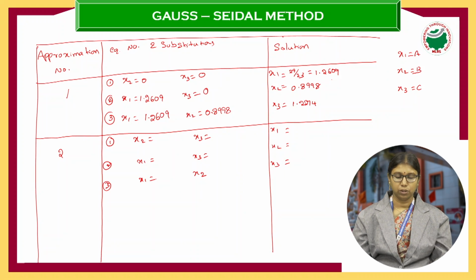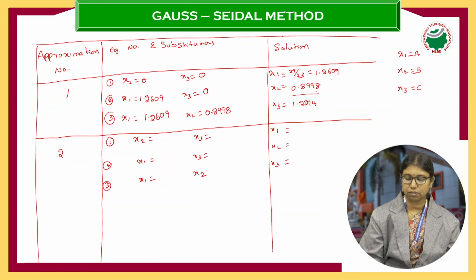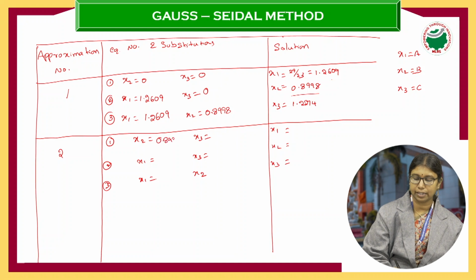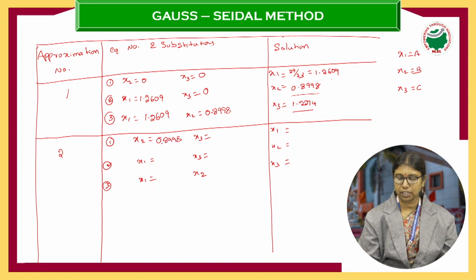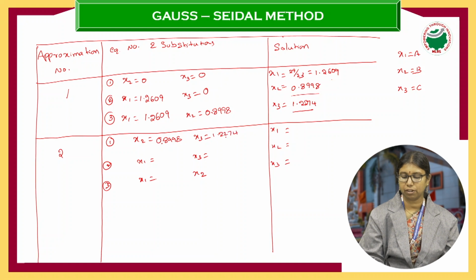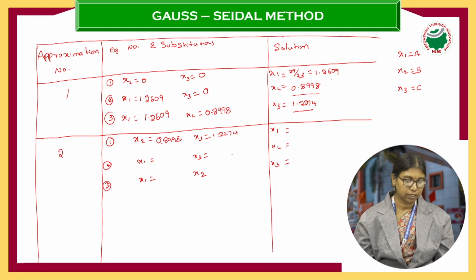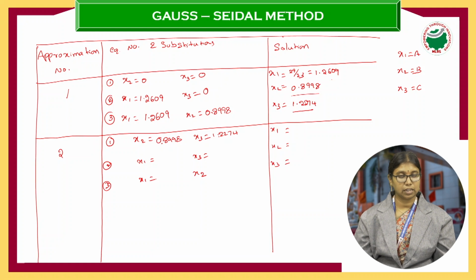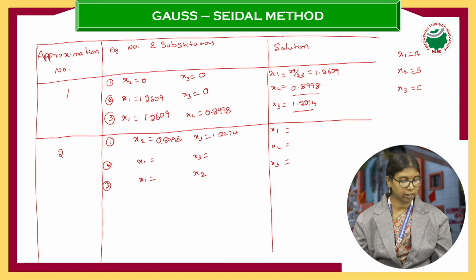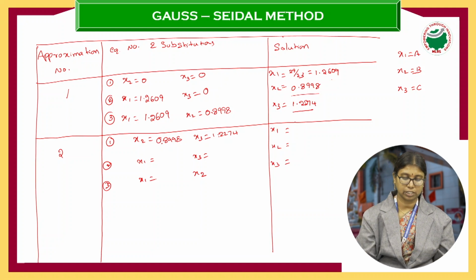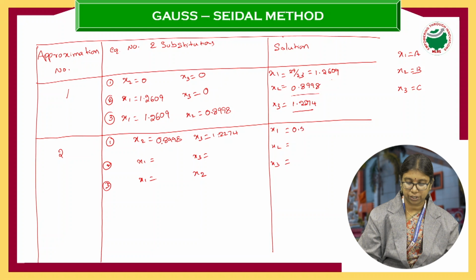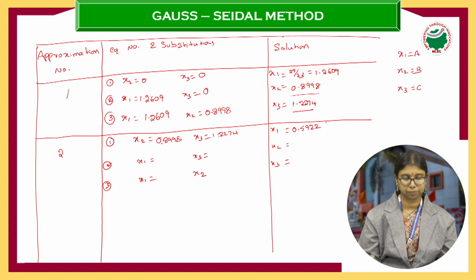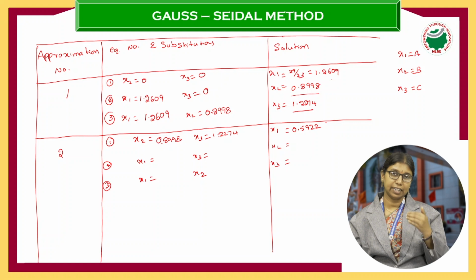It asks the b value. What is the latest value for x2? The latest value for x2 is 0.8998 and for x3 it is 1.2274. So enter these two values, that is 0.8998, press equal to, then it asks the c value, that is the x3 value. x3 is 1.2274 and press equal to. Then you will get the x1 value as 0.5922.